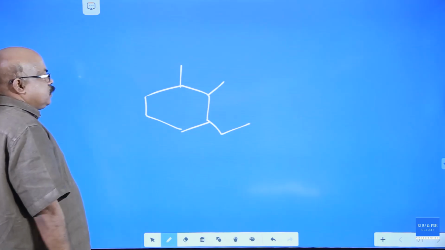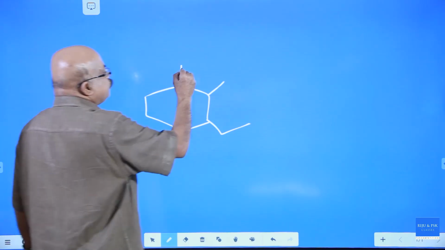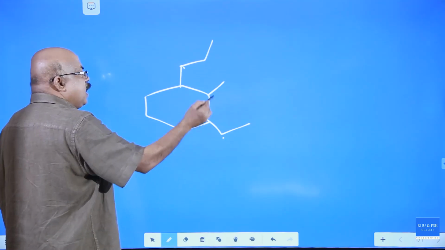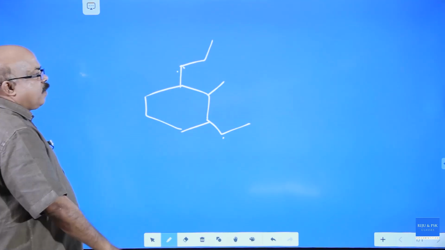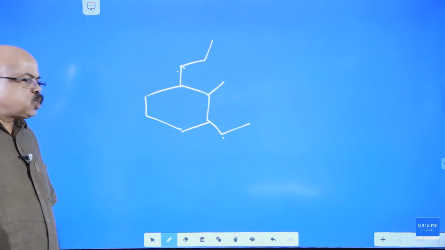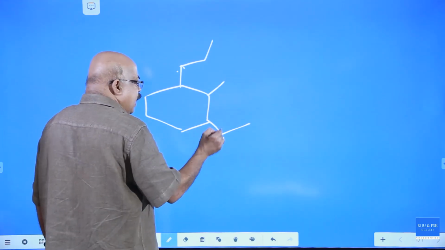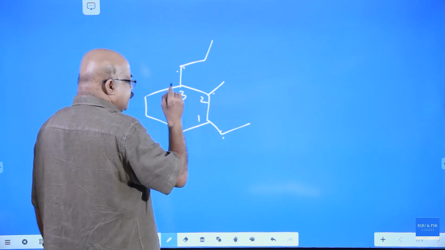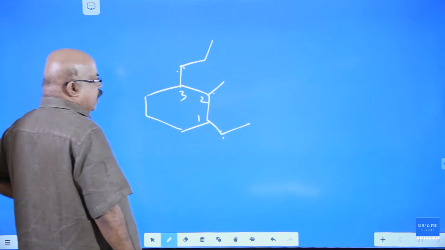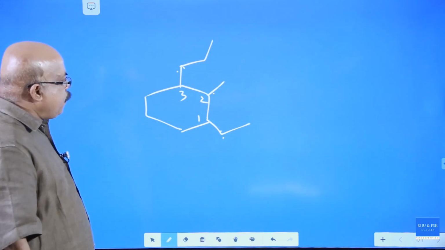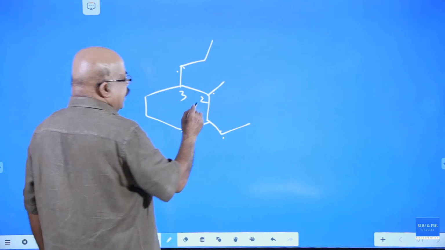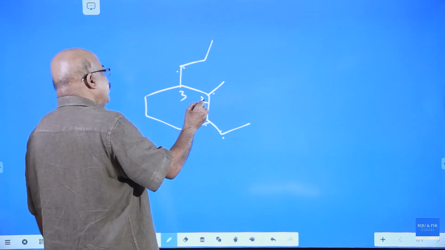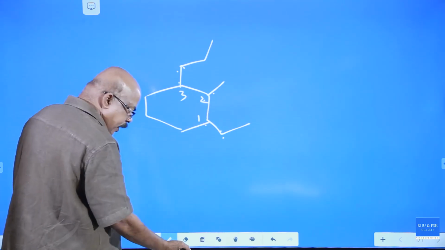Here there are different substituents, all different: ethyl, methyl, propyl. Locants 1, 2, 3 always. In this case, you have to start with alphabetical priority, 1, 2, 3. This is the correct pattern of numbering. It is 1-ethyl, 2-methyl, 3-propyl cyclohexane.